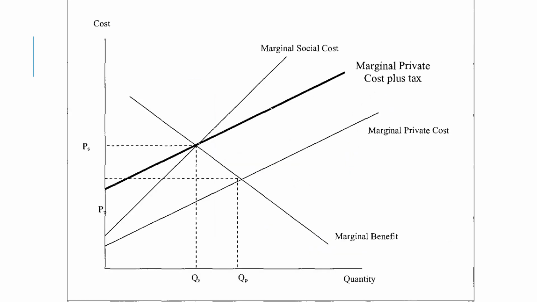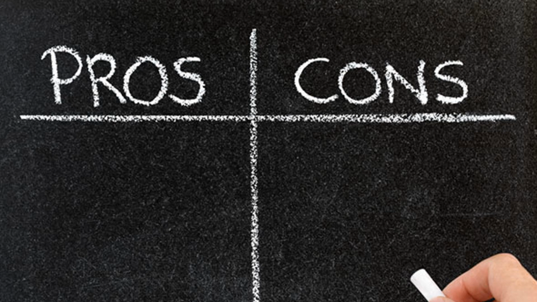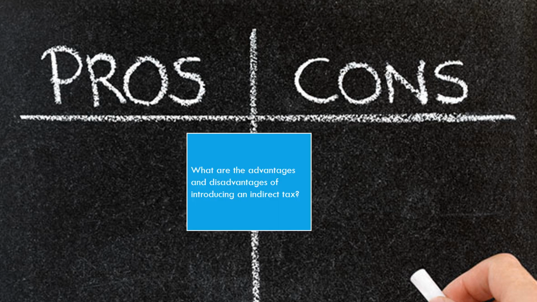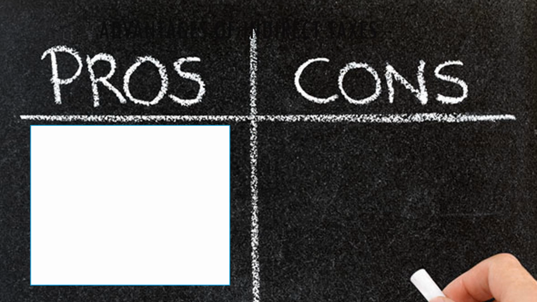The next slide here has a nice example of this diagram, which you may want to print out, print screen, print out and then stick into your notes. So let's now think about evaluating this. What are the advantages and disadvantages of introducing an indirect tax? These are good evaluation points.